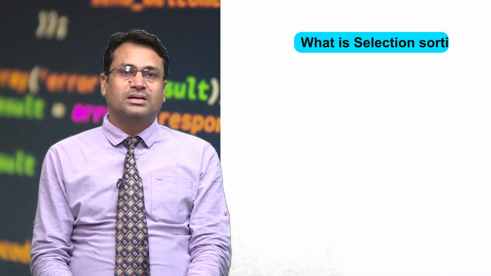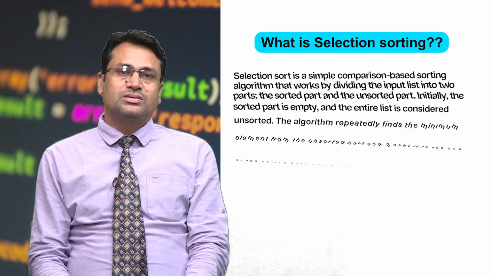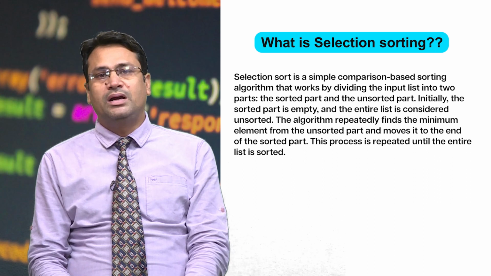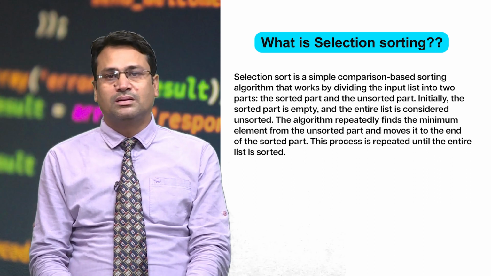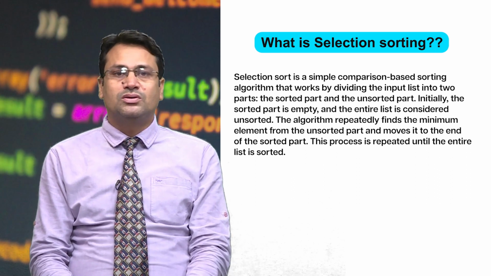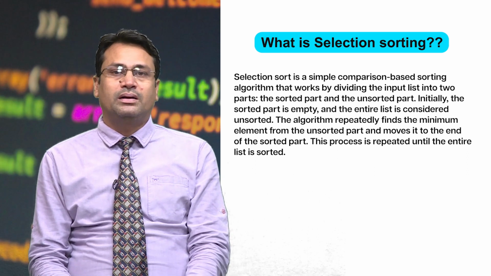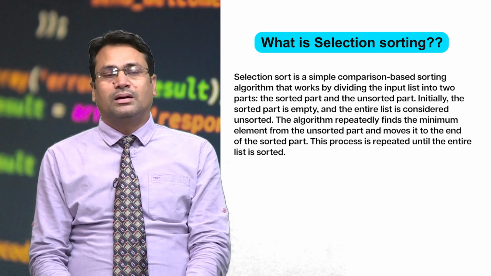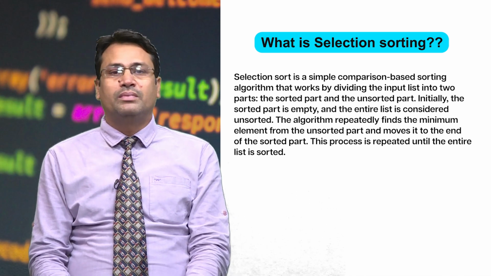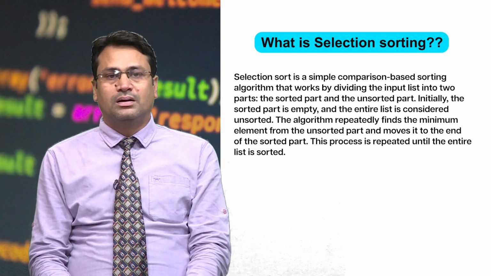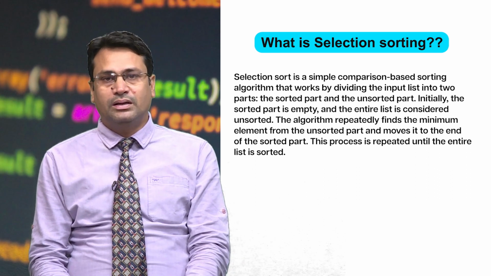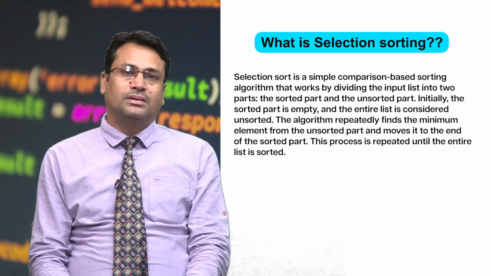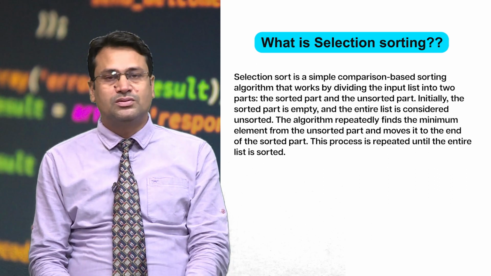So, first we discuss what is selection sorting. Selection sort is a simple comparison based sorting algorithm that works by dividing the input list into two parts, the sorted part and the unsorted part. Initially the sorted part is empty and the entire list is considered unsorted. The algorithm repeatedly finds the minimum element from the unsorted part and moves it to the end of the sorted part. This process is repeated until the entire list is sorted.